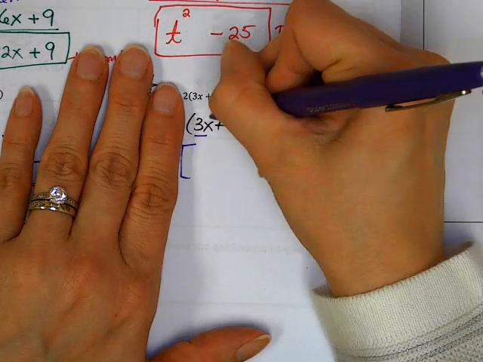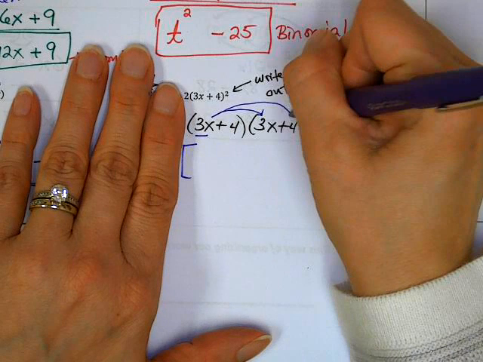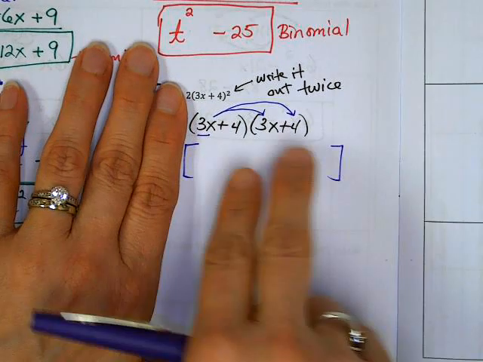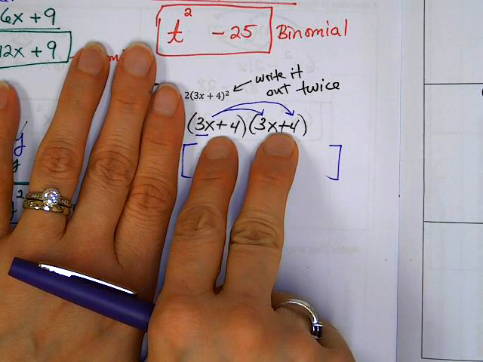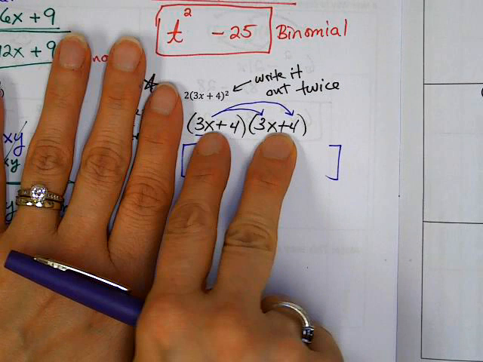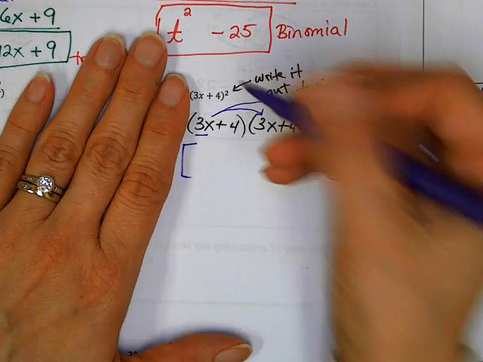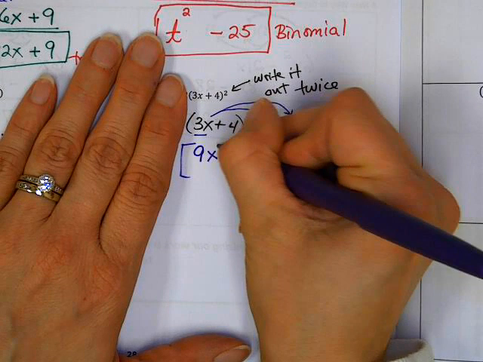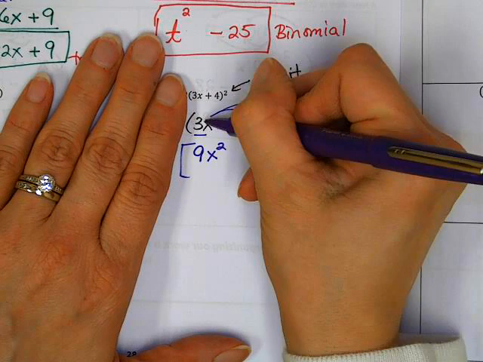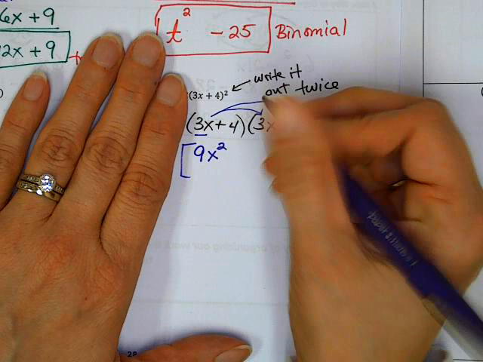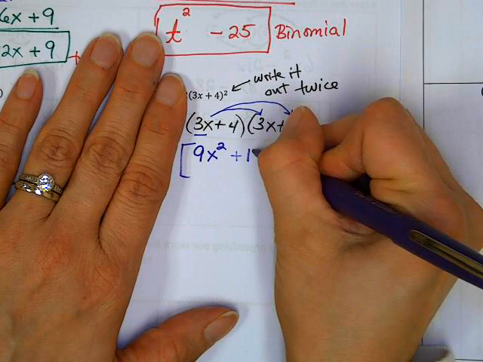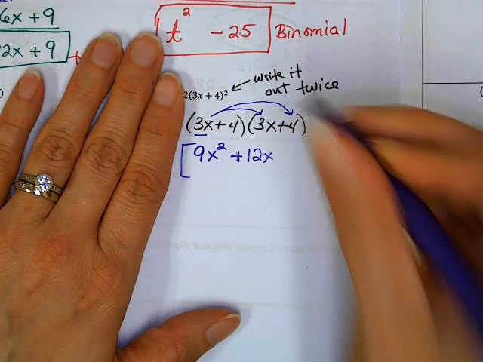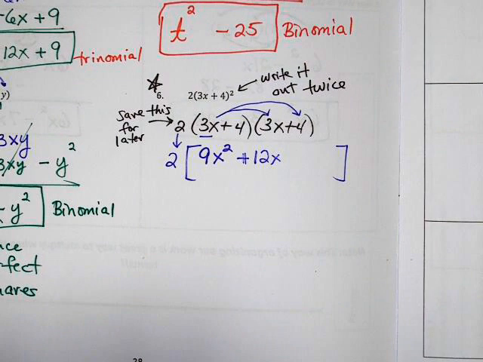I'm going to distribute 3x to both of the terms. Do you think the middles are going to cancel? No, because it's not a plus and a minus. Okay, let's be careful here. 3 times 3 is 9x squared. And 3x times 4 is plus 12x. Okay, now what do we have?